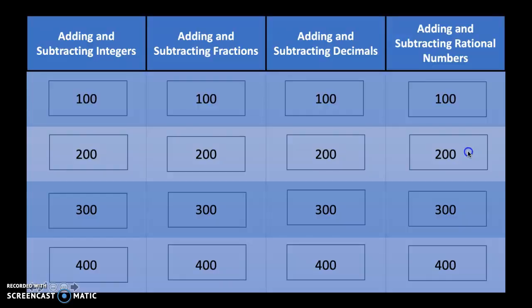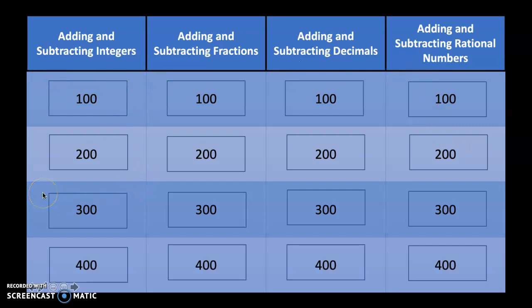So for my game, I created a Jeopardy game, and I used the 7.1 or 7.NS1 standards. So it was adding and subtracting integers and fractions and decimals. So I did adding and subtracting integers as a category, adding and subtracting fractions as a category, decimals, and rational numbers. So this one's like adding a fraction plus a decimal or whatever.